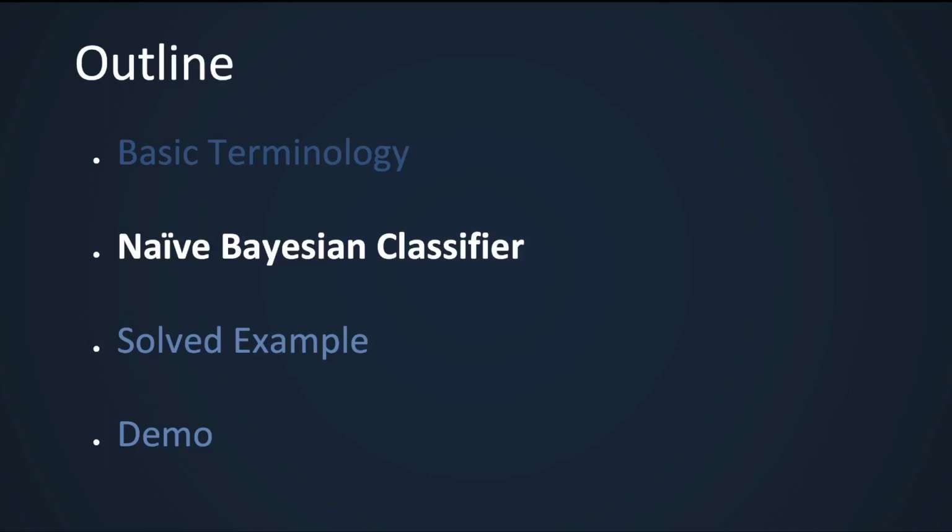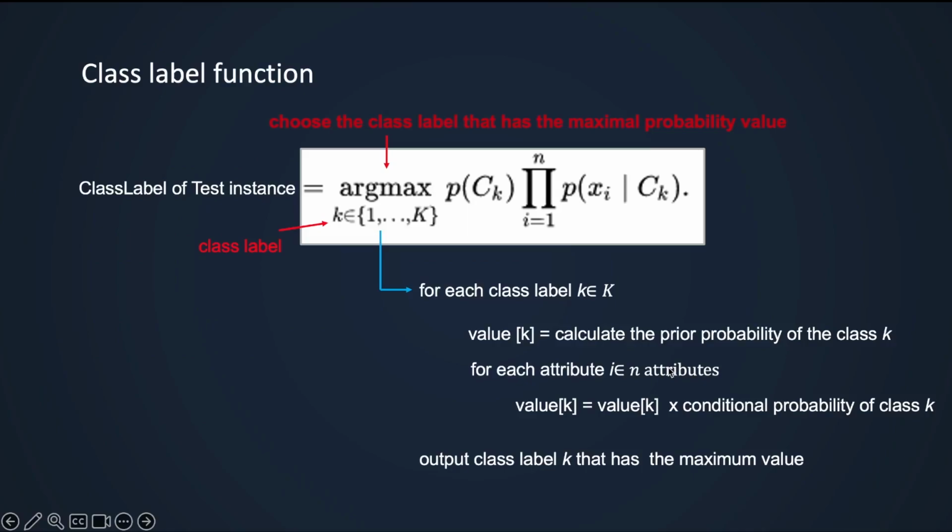Once we have the conditional probability and the prior probabilities, we simply use these measures for the Bayesian classifier. Let's learn how the Naive Bayesian classifier works. So the formula for the Naive Bayesian classifier is shown here. We will now look at the description of this mathematical equation. First, let us start from here.